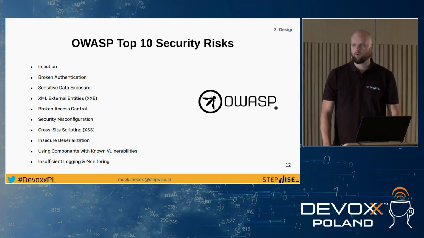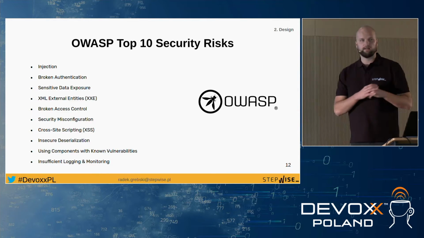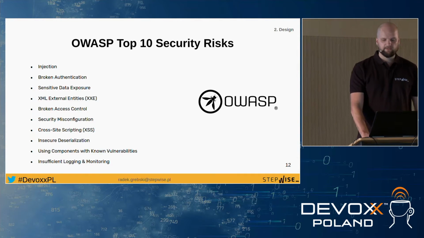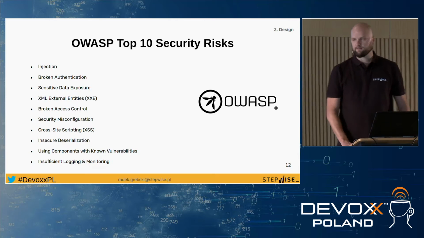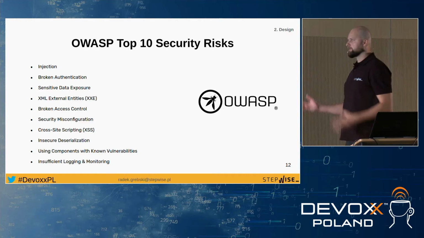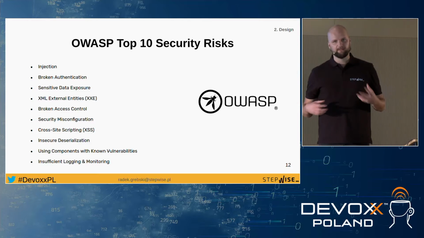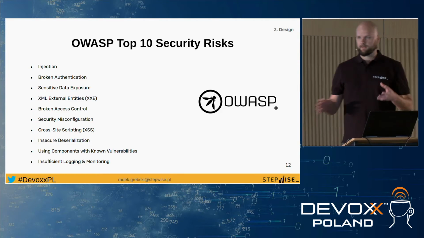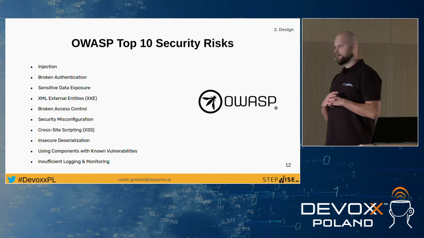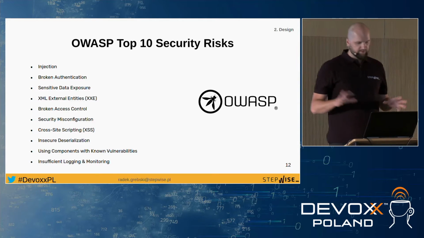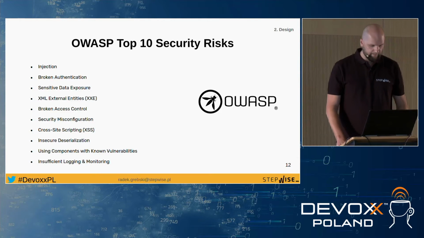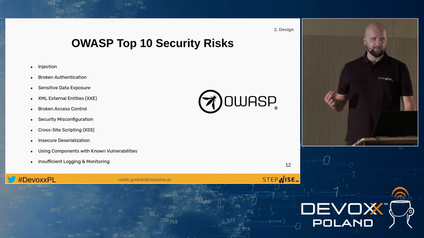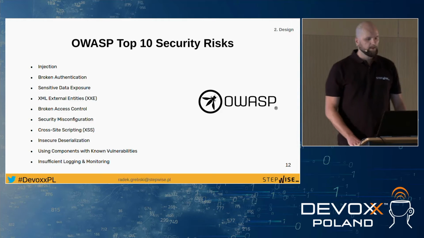Previously, I mentioned OWASP. OWASP has a cheat sheet that everyone should be familiar with. They have top 10 security risks and top 10 proactive controls. Of course, at the top of those risks are different types of injections, broken authentication, insecure deserialization or serialization, cross-site scripting, and stuff like that.